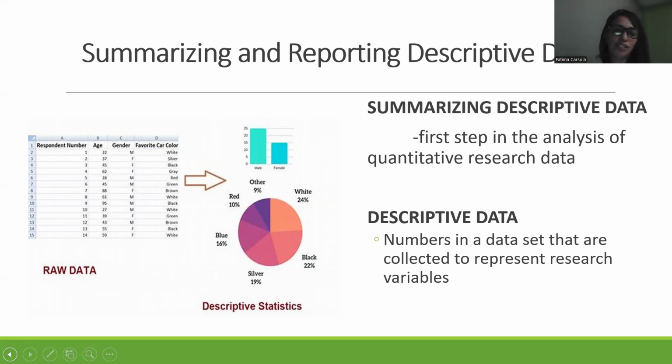Okay. So, analysis of descriptive data entails the use of mathematical procedures or calculations, and many of which are, of course, straightforward.